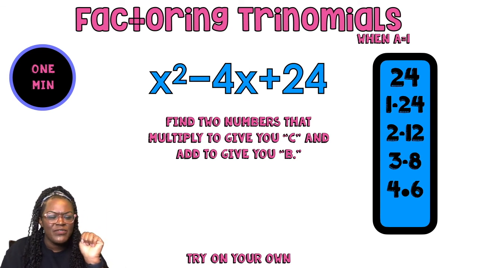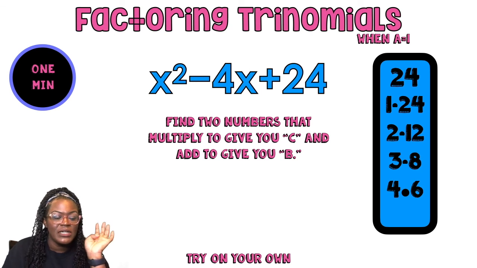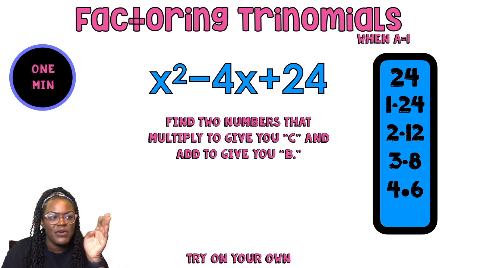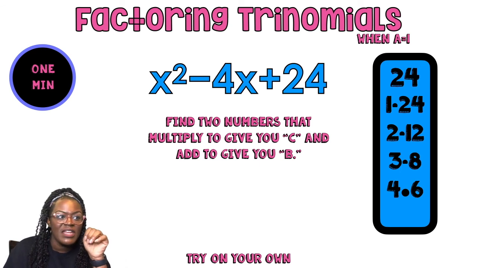Now, 1 plus 24, is that going to give me a 4? 1 minus 24, 24 minus 1? No. 2 plus 12, 14. 12 minus 2 is going to give me a 10. That's not going to work. 3 times 8 is what? 3 times 8 is 24, but 3 plus 8 is going to give me 11.